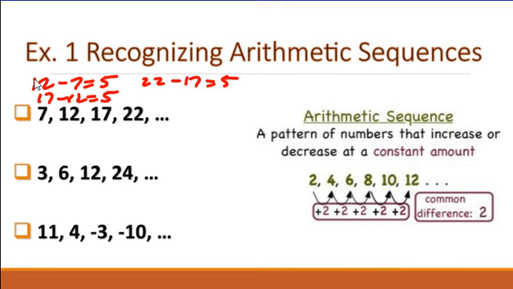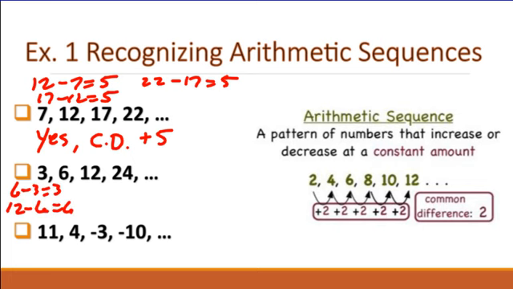So is this an arithmetic sequence? Yes, and the common difference is they're adding 5 each time. The next one, we got 3, 6, 12, 24. We subtract 6 minus 3, gives us 3. 12 minus 6 gives us 6. I can already stop right there because those are not the same. So no, this is not an arithmetic sequence because there is no constant difference.